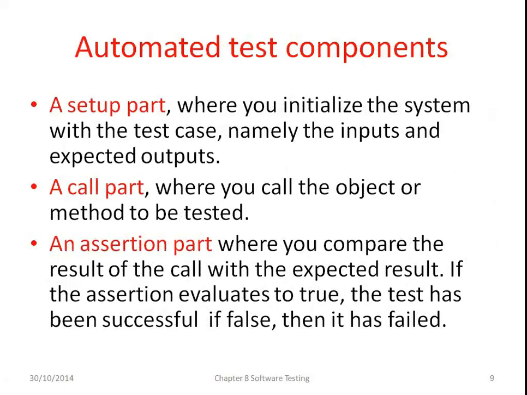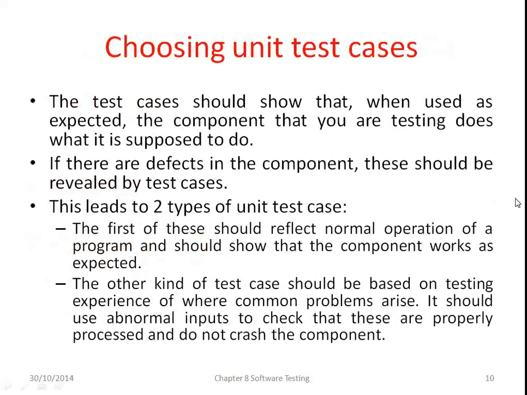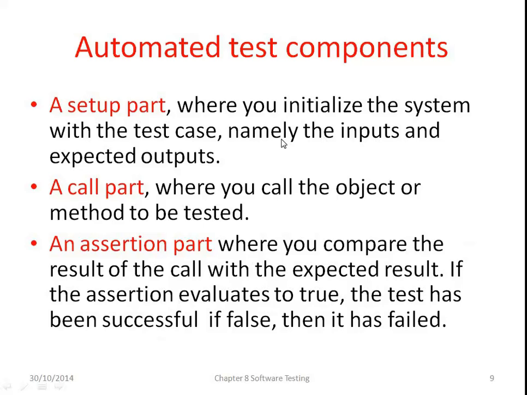An automated test has three parts. A setup part, where you initialize the system with the test case, namely the inputs and expected outputs. A call part, where you call the object or method to be tested. And an assertion part, where you compare the result of the call with the expected result. These are the automated test components. If the assertion evaluates to true, the test has been successful. If it is false, then it has failed.